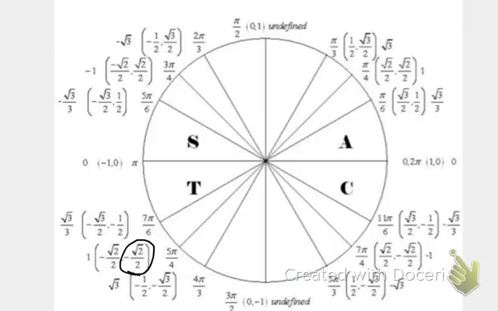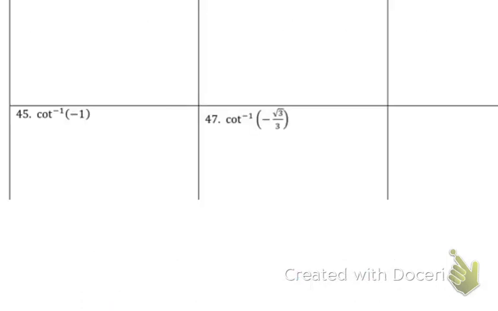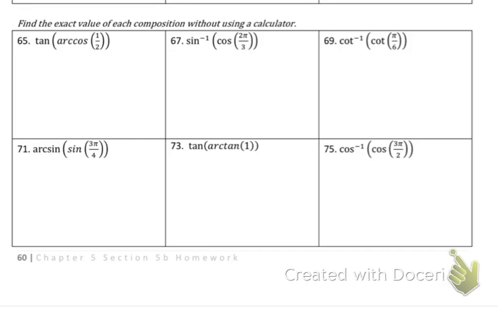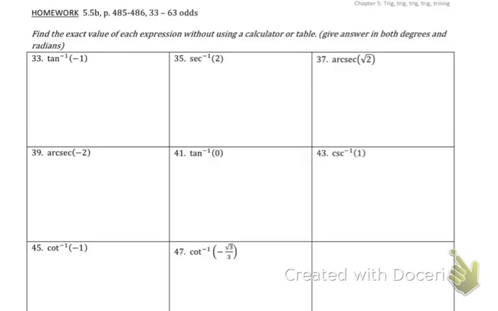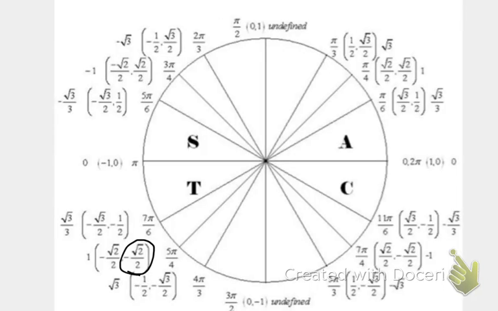All right, Lizzie. 73. 73 says the tangent of arctangent of 1. So we're going to do the inside part first. We're going to find the arctangent of 1. So that means we're going to go to our unit circle and figure out where our tangent equals 1. Well, tangent equals 1 here, and tangent equals 1 here. So I'm going to put both of those angles down as my answer.